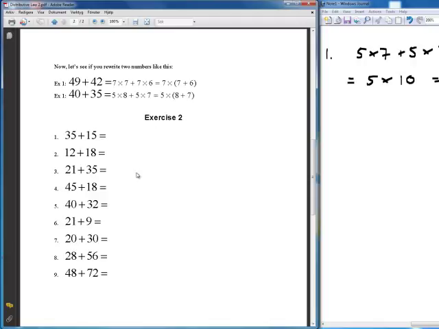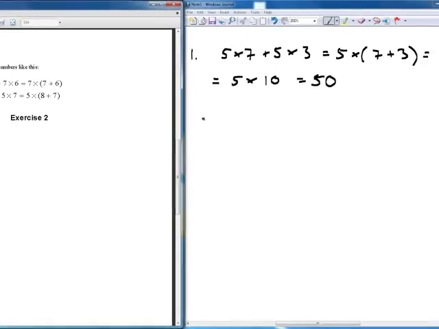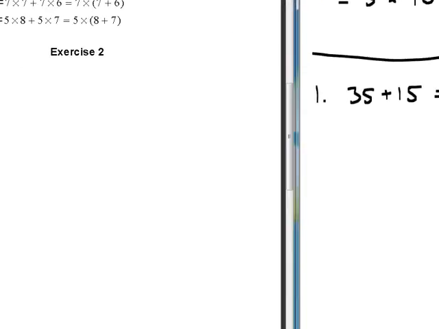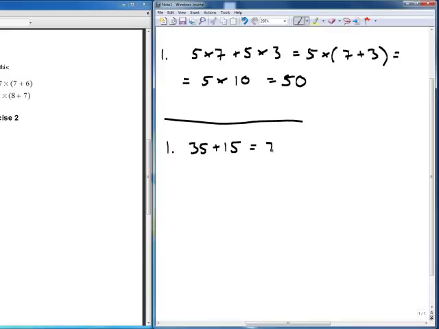Let's try number 1. So number 1 is 35 plus 15. We're going to make it look the same way as in these examples, okay? 35 is 7 times 5 plus, and 15 we can rewrite as 3 times 5. Continue here on the second row. So we have a 5 here and a 5 here. Okay? So I write it like 5 times and then the brackets.